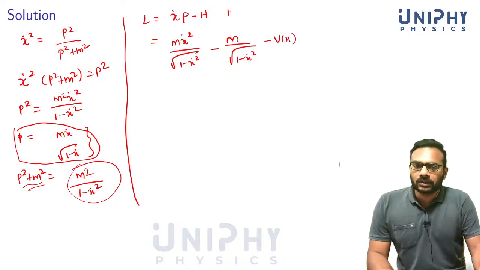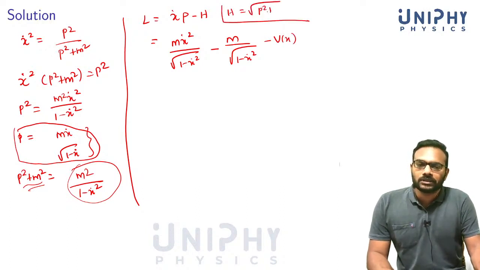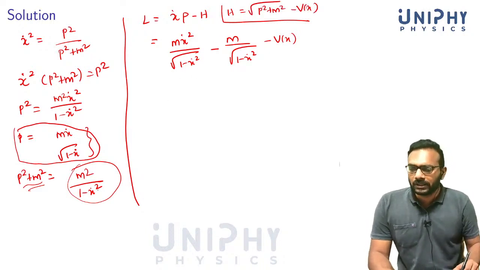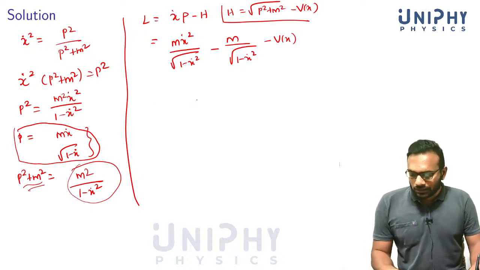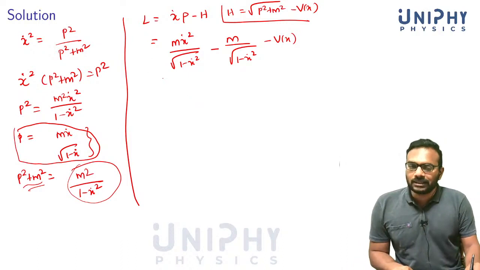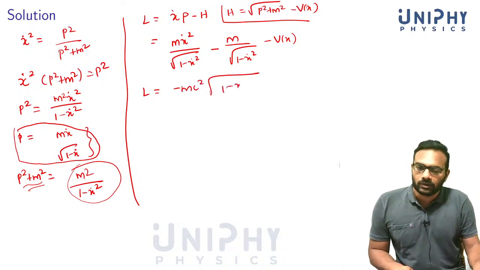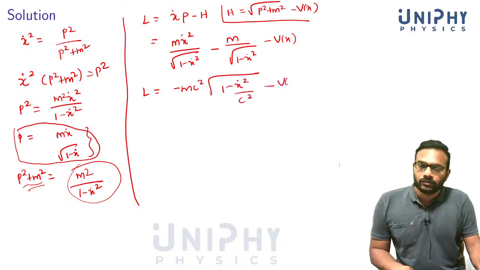If you don't remember, the Hamiltonian is given like this: h is equal to square root of p square plus m square minus v of x. So we just substitute it here. Instead of square root of p square plus m square, we have got this m square divided by 1 minus x dot square. Now it's done. You simplify this and you'll get the Lagrangian as minus mc square times square root of 1 minus x dot square by c square, minus v of x.